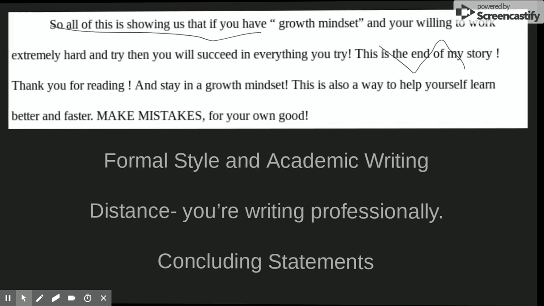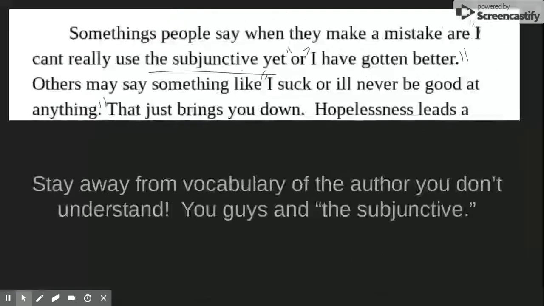Stay away from vocabulary that you don't understand. The subjunctive is one of the hardest grammatical concepts, and it's a word that I know most of you have not seen. Since you have the choice about what you're going to write about and what you don't, stay away from things that you may not fully understand, and then you're not wasting any of your quotes on something that you're not really comfortable explaining anyway.